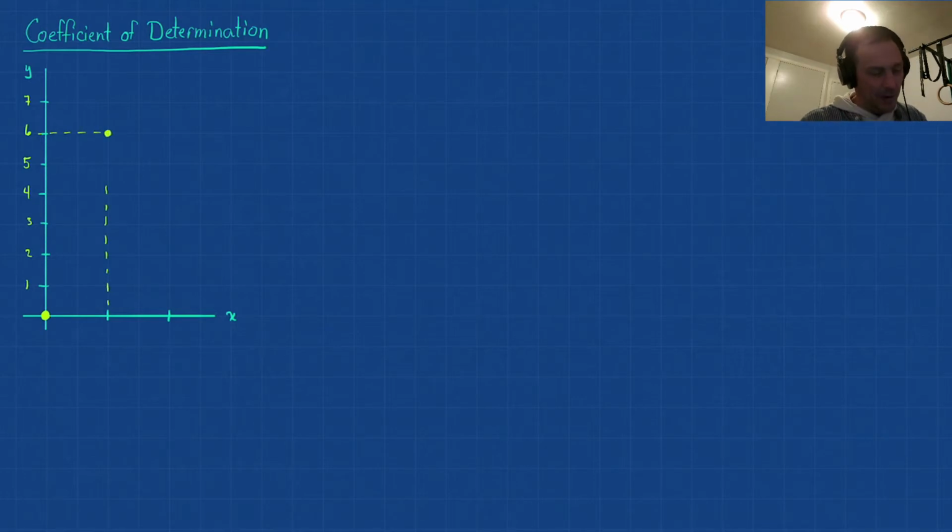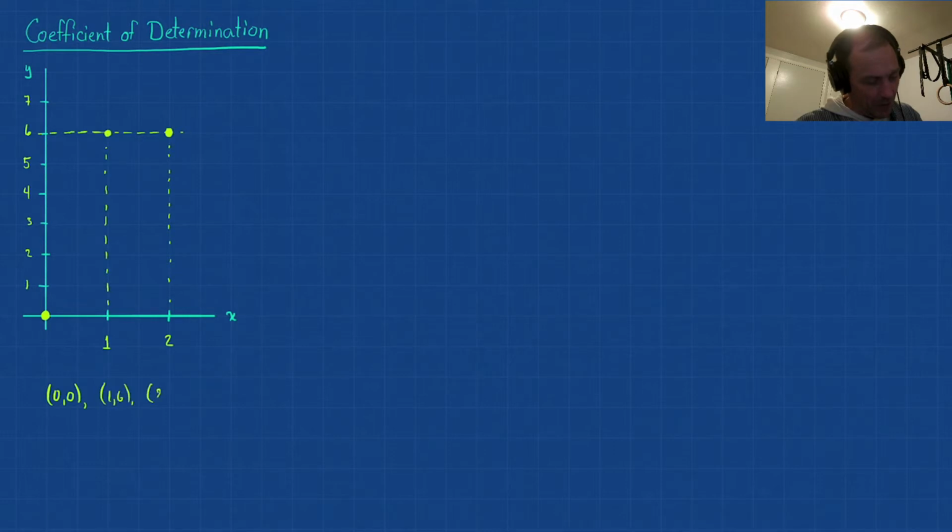And then the next point is going to be 2, 6. So here's 1, here's 2. So the next point will be 2, 6. So I go from 2 up to where I come over from 6. Where those meet, I'm going to put my next dot. That is my data set. So my data set is the points 0, 0, 1, 6, and 2, 6.